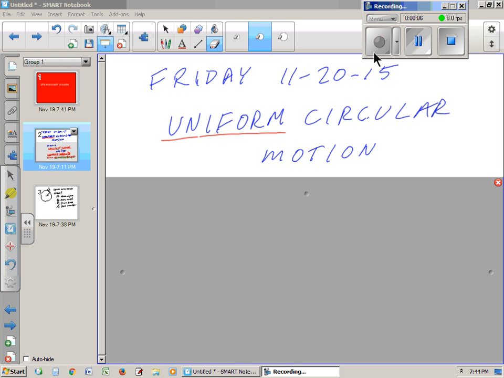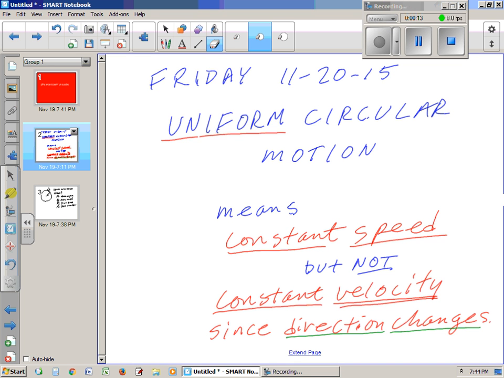Today we're going to talk about uniform circular motion. Uniform circular motion means an object moving in a circle with constant speed but not constant velocity. The velocity is not constant, of course, because the direction changes.